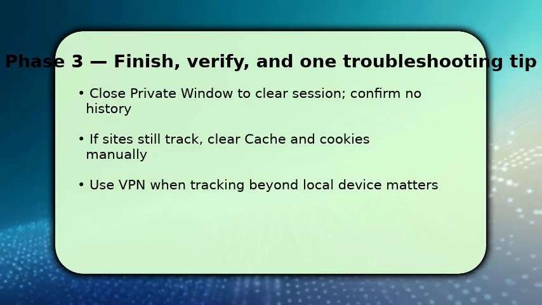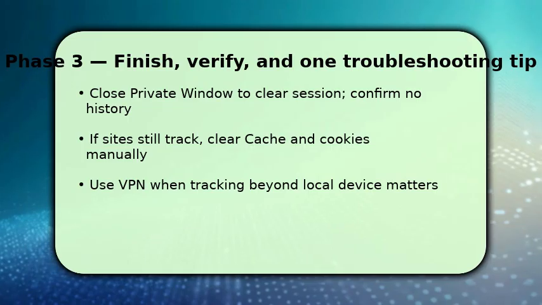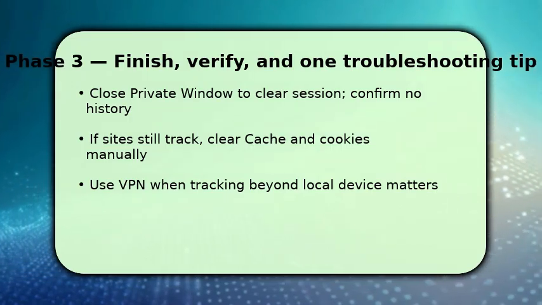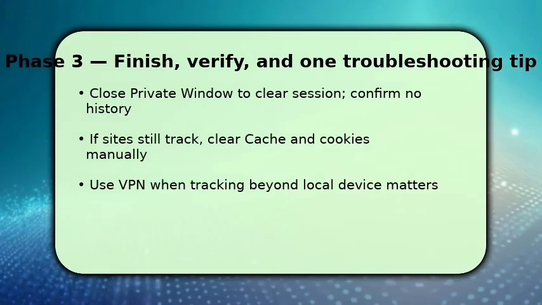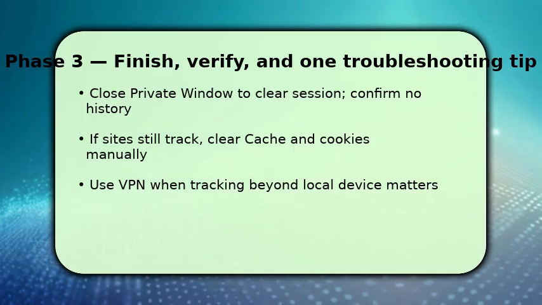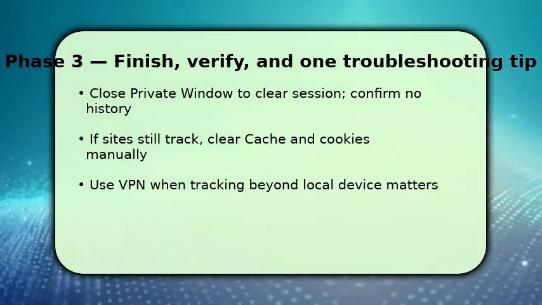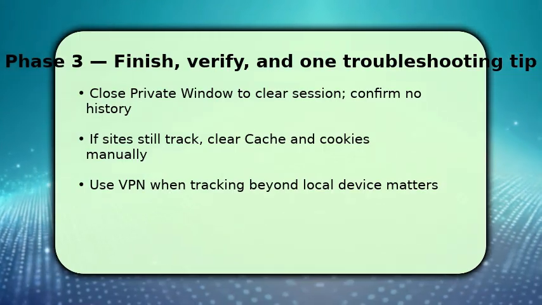If you find sites still tracking you, clear cache and cookies in Settings, Privacy, Manage Website Data, and disable problematic extensions, because some trackers persist via cached resources. If tracking is external, use a reputable VPN to mask your IP address. If pages refuse login, disable private mode temporarily, then re-enable once the required cookies are set.